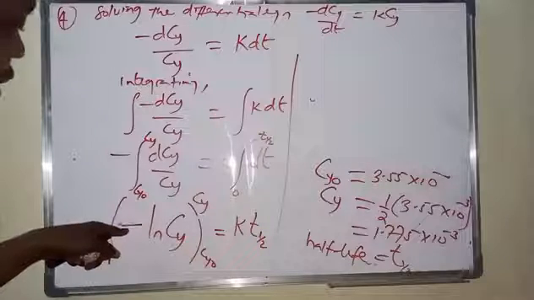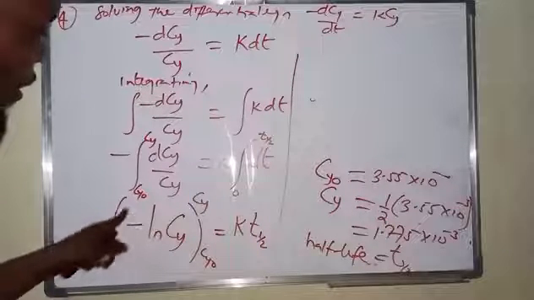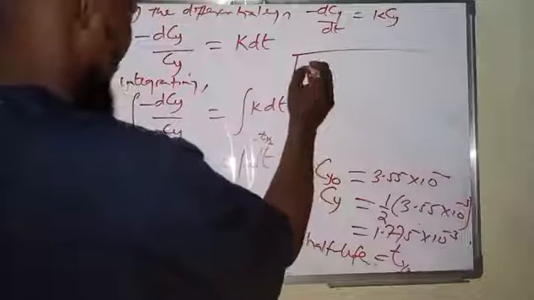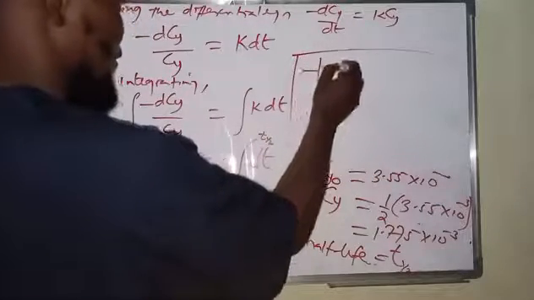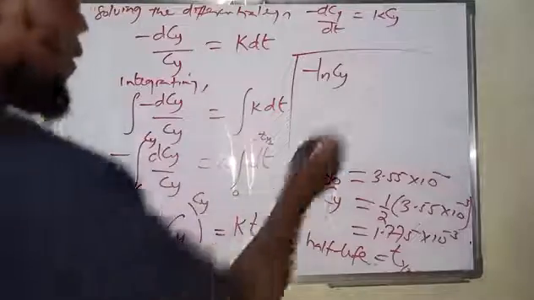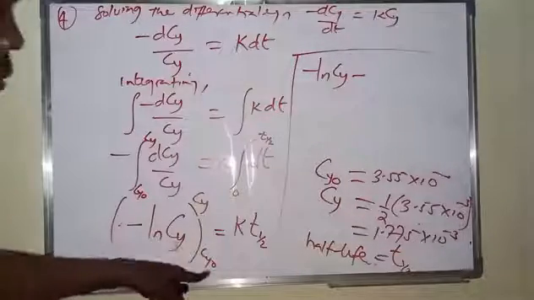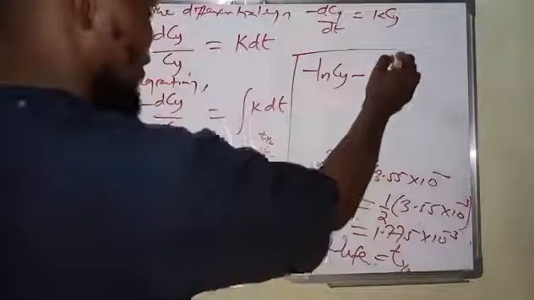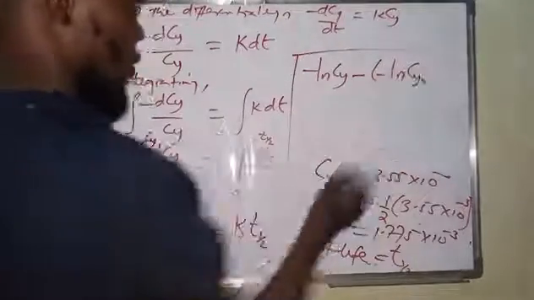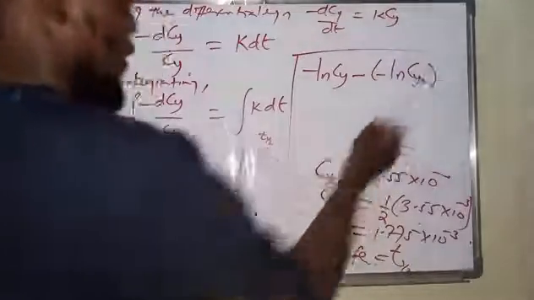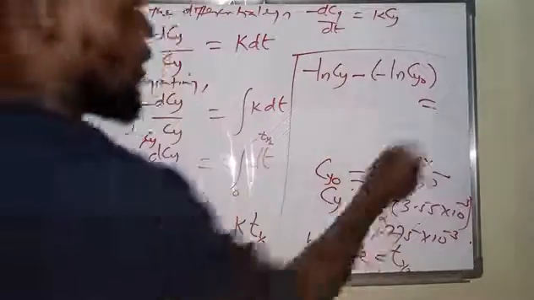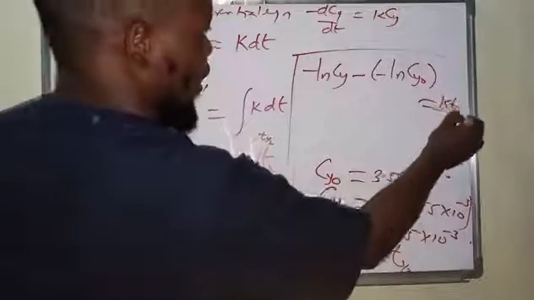We substitute this, that is negative ln C, substituting C for C, which will still give us negative ln C. Then minus, when we substitute C for C, we're going to have minus ln C naught. Understand? So this will be equal to k t a half.